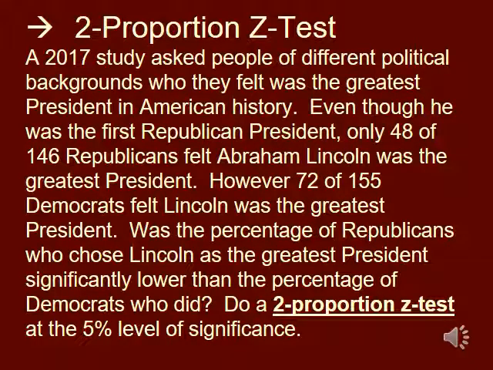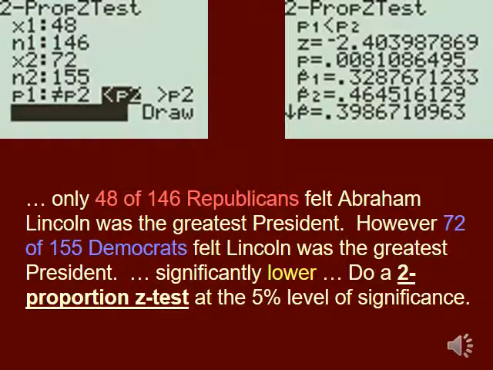For our last example, I'm going to go back to the problem I was doing to find hypotheses earlier, where our question is trying to say, was the percentage of Republicans who said Lincoln was the greatest president significantly lower than the percentage of Democrats who did? Now, if you look through the problem, they tell us the rest of what we need to know, which is that for Republicans it was 48 out of 146, and for Democrats it was 72 out of 155. I've highlighted those numbers in different colors here, and I also highlighted that lower is what we're trying to figure out.